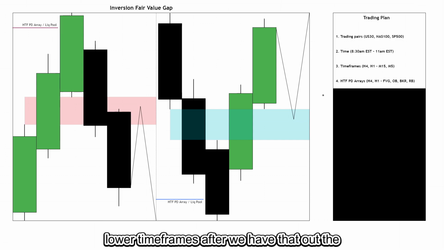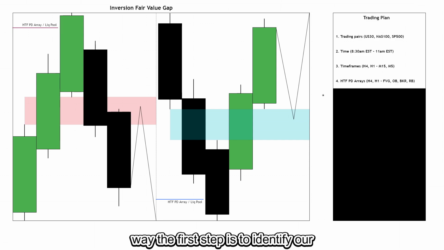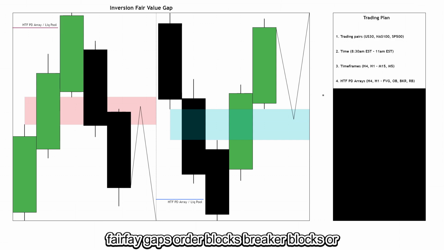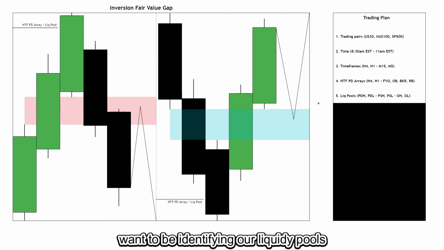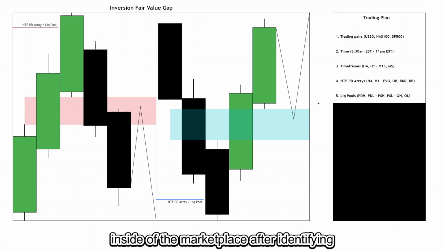After we have that out of the way, the first step is to identify our higher time frame PD arrays. This can be fair value gaps, order blocks, breaker blocks, or rejection blocks inside the marketplace. These are our points of interest. Then we want to be identifying our liquidity pools. This can be prior daily highs and prior daily lows, prior session highs and prior session lows, old highs and old lows, all inside of the marketplace.